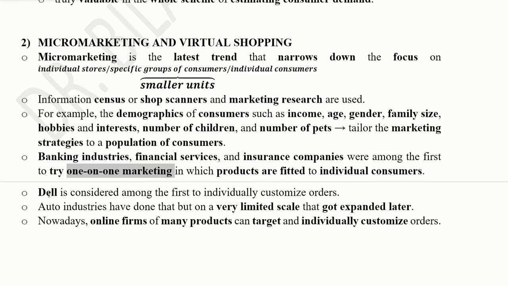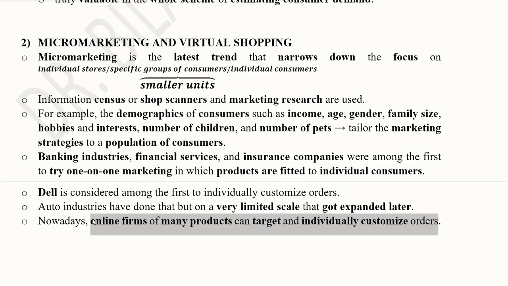Dell is also one of those IT companies that have helped to develop this trend of customizing at individual level the orders that are placed. Auto industries also adopted it, but in a careful way, that is, it was very limited in the beginning, but afterwards it got expanded. And these days the online forms of many products can target and individually customize the consumers' orders. Now we have online shopping, and online information is collected.